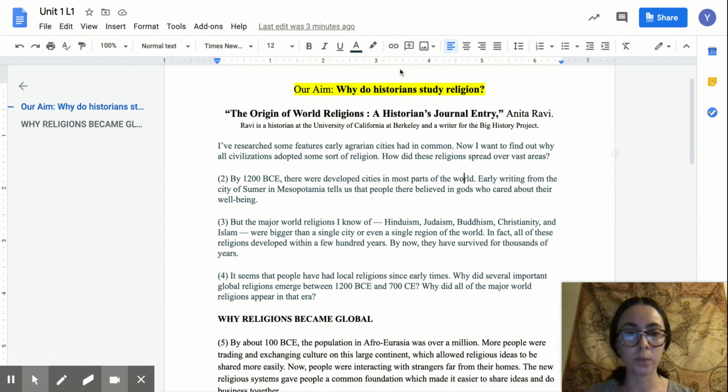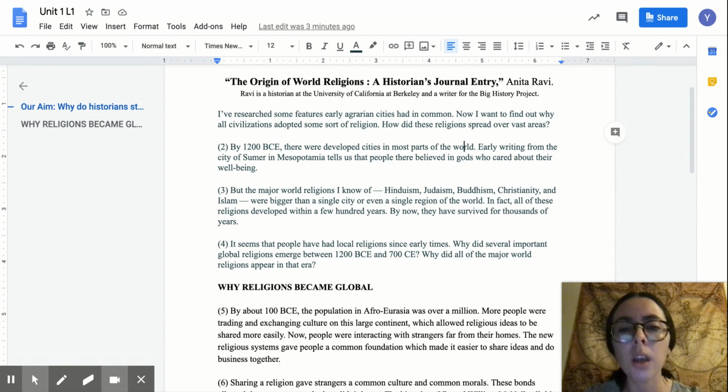Right off the bat, we know that Rabi is a historian. She works at the University of California, Berkeley, and she's part of the Big History Project. Check. So, would that be helping us understand why historians study religion? Possibly, because she's a historian herself. So let's read the first sentence. Our research features early agrarian cities had in common. Now I want to find out why all civilizations adopted some sort of religion. How did this religion spread over vast areas?